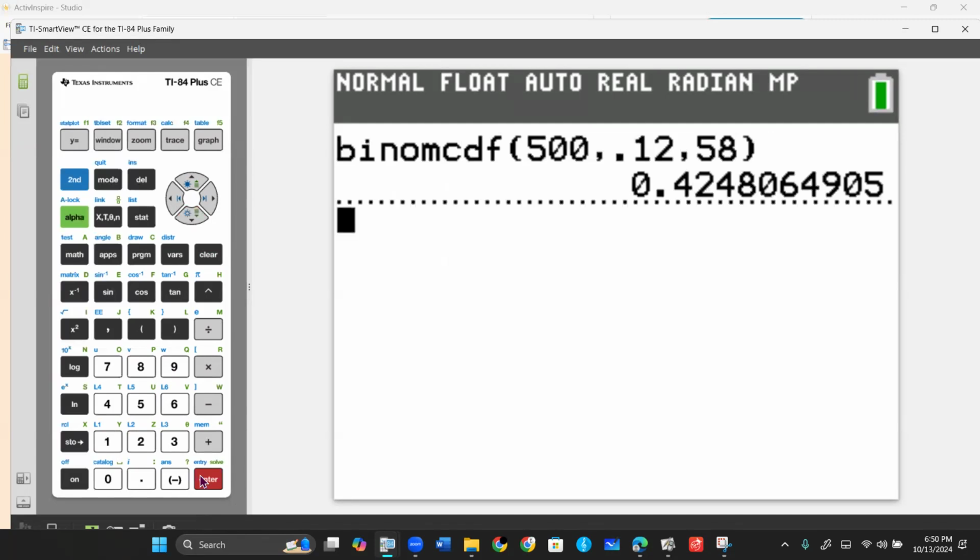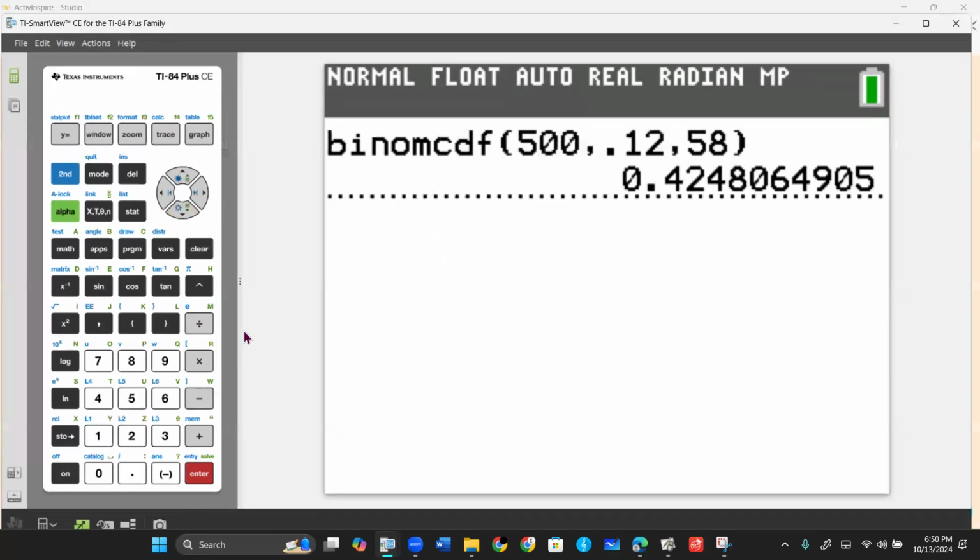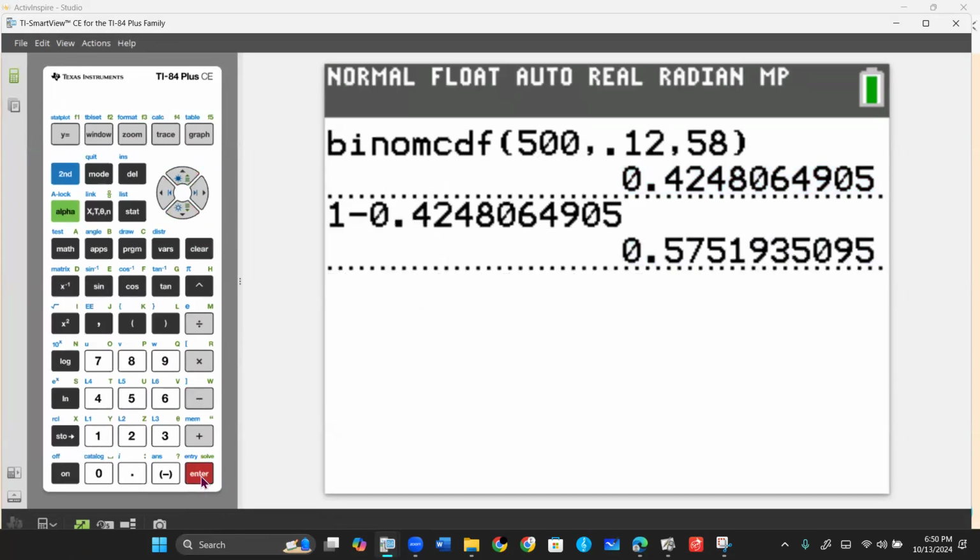You'll get about 42.48%. Now, remember, this question wants to know the probability of greater than 59. So, what are we going to have to do with that number? That's right, we're going to subtract it from one. So, you should get about 57.52% in this problem.